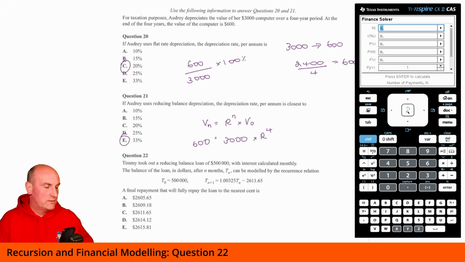So let's actually have a look at what information I've got here. I've got my principal value. We've got a loan of 500,000. Got a payment of minus 2611.65. He's going to repay the loan. Okay, so future value is 0. Interest is calculated monthly, so that's there.